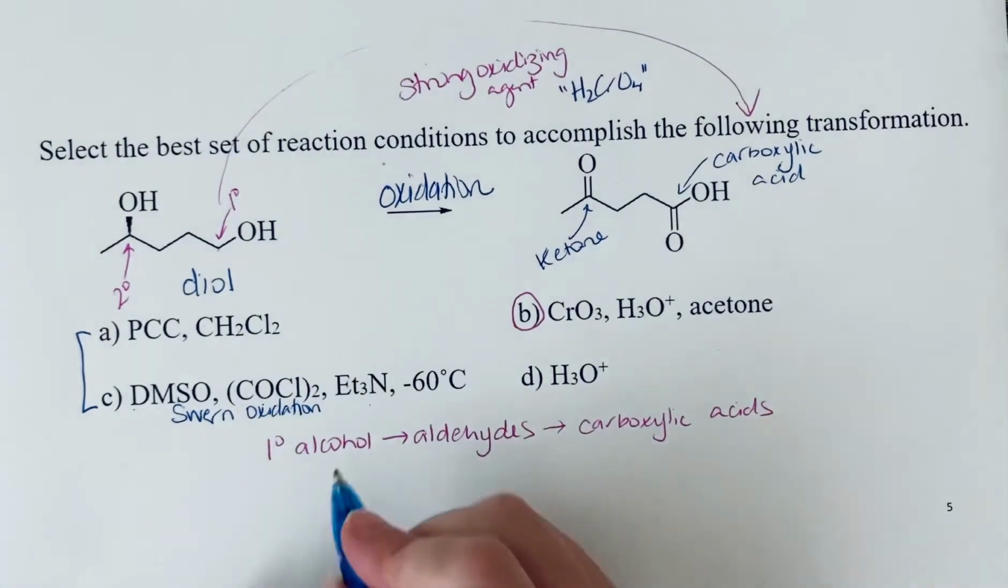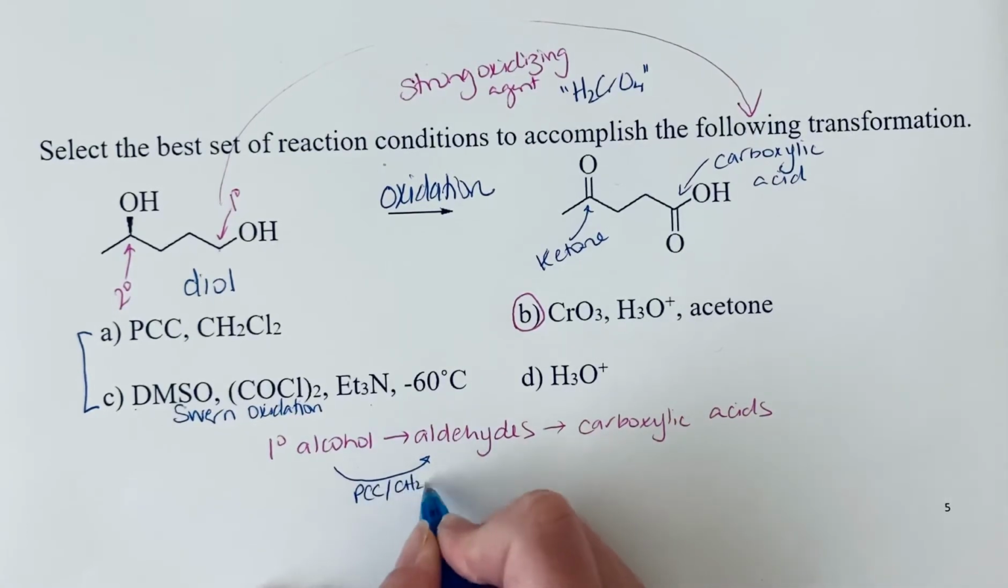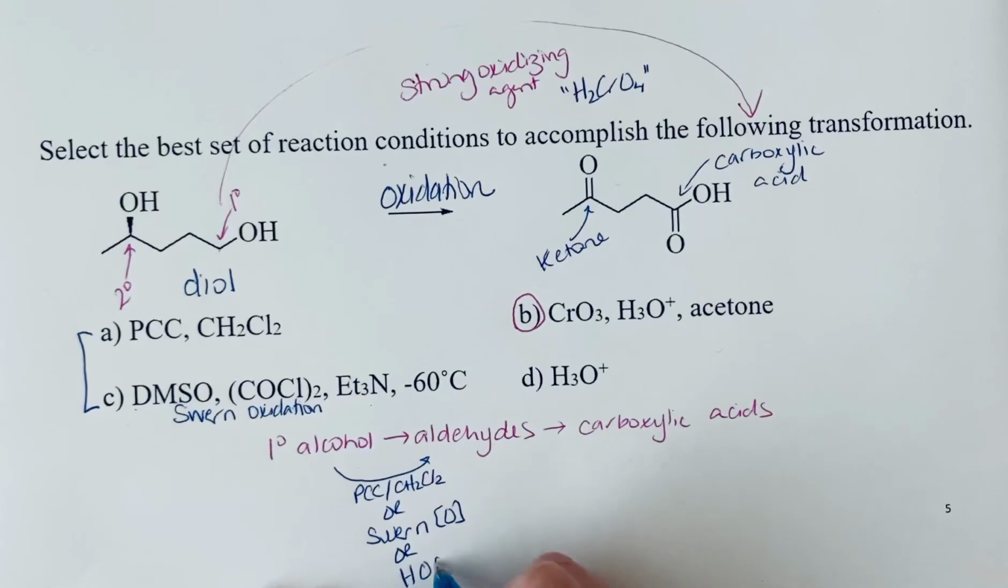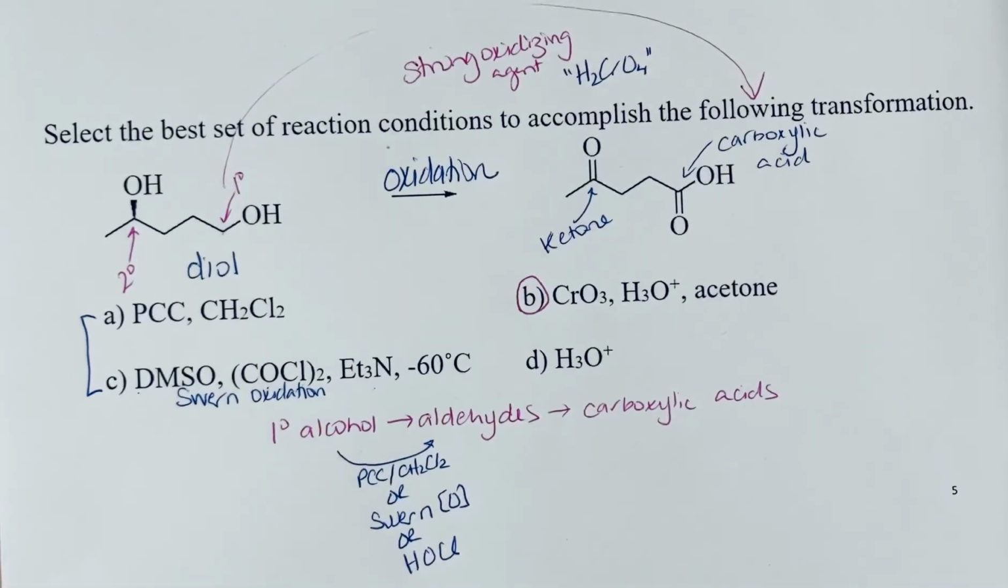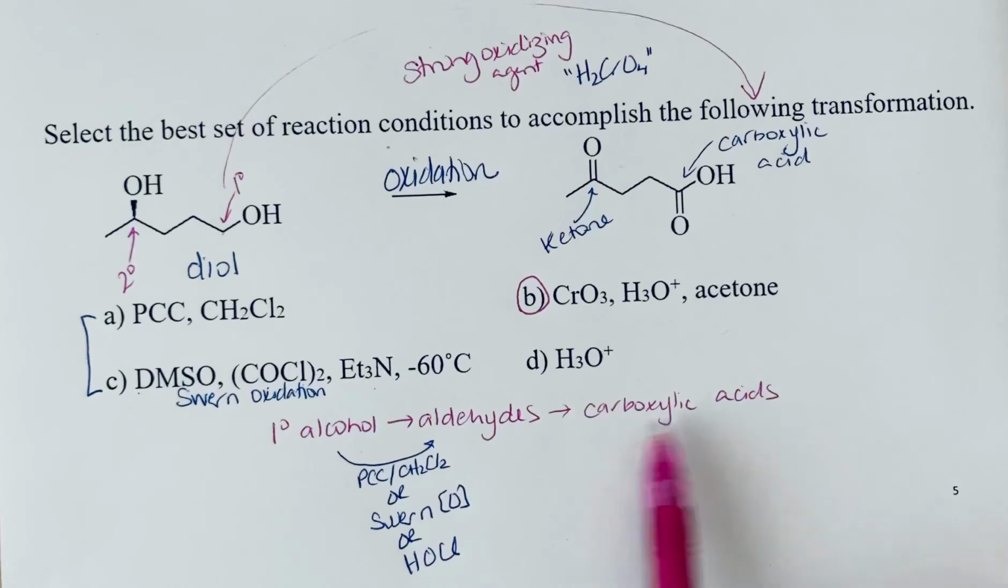So either one of those two conditions, the PCC and the dichloromethane, or the Swern oxidation, or we've also seen oxidations with hypochlorous acid. Those are all mild oxidizing agents that would take the primary alcohol to the aldehyde. So the stronger oxidizing agent, the chromic acid, would form the carboxylic acid.